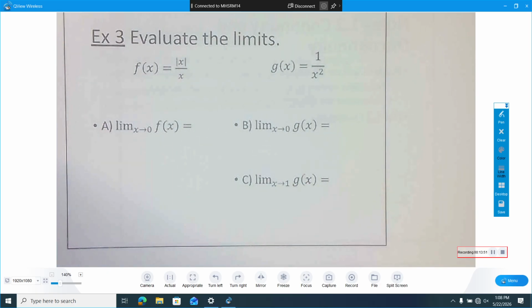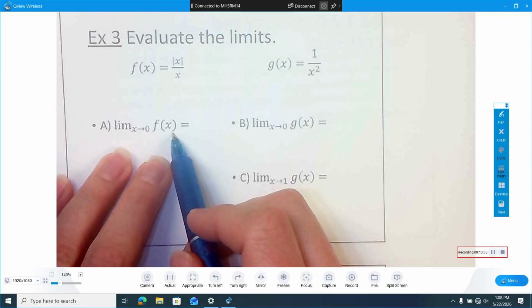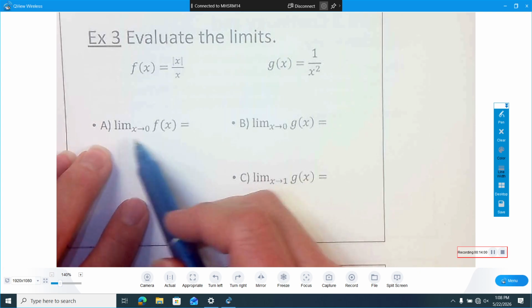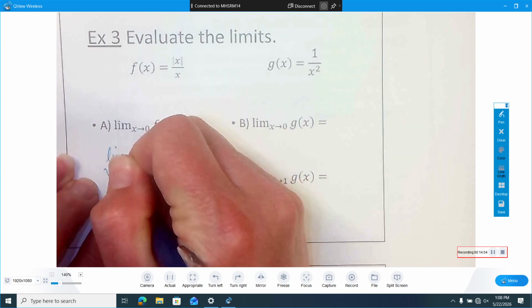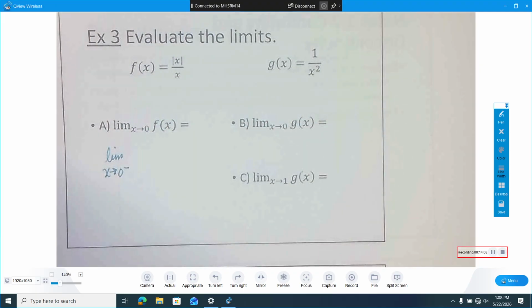Okay. All right. So we want to know the limit as x approaches 0 of f of x. Again, if I'm doing limits, I have to check both sides. So watch what happens. Limit as x approaches 0 from the left. Ooh, how do we do that? That's kind of weird, right? 0 over 0 is a problem mathematically. It's definitely undefined.